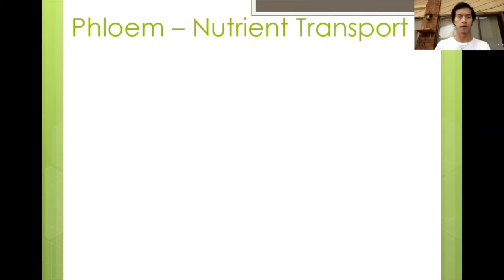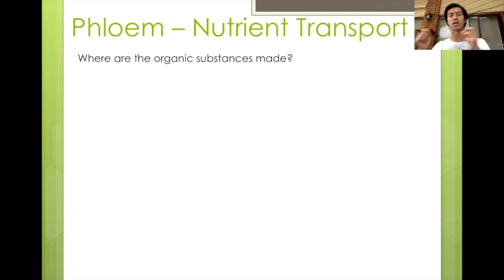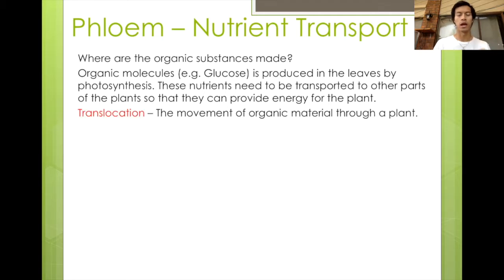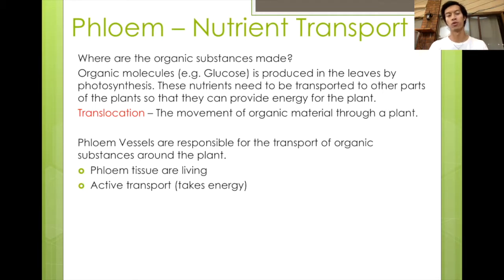Okay. All right. Onto the phloem, nutrient transport. So the organic substances are being made in the leaves, and then they need to move to other areas of the plant that do not photosynthesize, and it needs to provide that energy. Now, this process is called translocation, which is different from transpiration, and translocation is the movement of organic material throughout a plant. And the phloem vessels are responsible for that process.